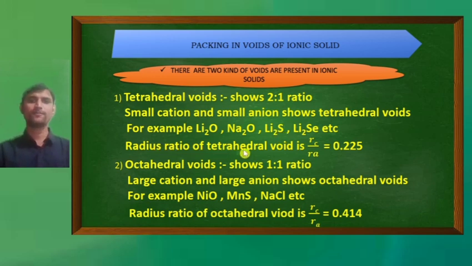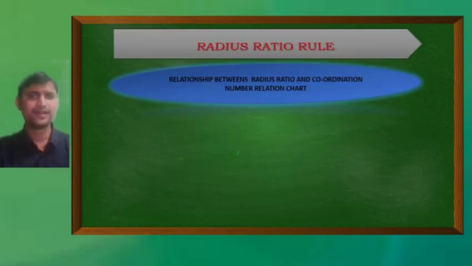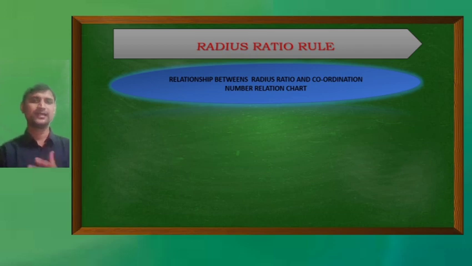The radius ratio of the tetrahedral void, R cation divided by R anion, is equal to 0.225. In the octahedral void, already we discussed the ratio is 1:1, and the large cation and large anion basically form an octahedral void. For example, NiO, MnS, NaCl, etc. The radius ratio of the octahedral void, R cation divided by R anion, is equal to 0.414.